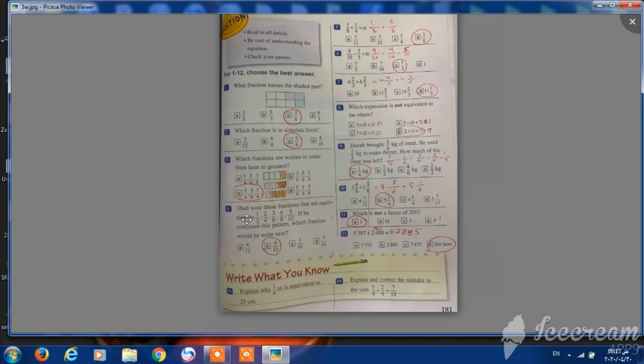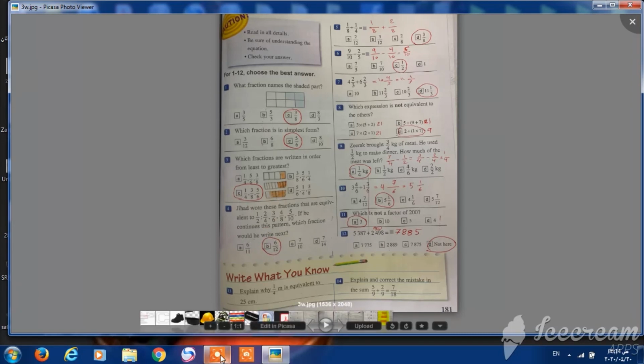Number 4, we have to write the fraction that is equivalent to 1 over 2. 2/4, 3/8, 4/8, 5/10. So look at that. From number 1, he multiplied it by 2. Then he multiplied by 3, by 4, and by 5. So we multiply it by 6. We get 6 from 1 times 6, and 6 times 2 we get 12. We get 6 over 12. Which one is correct? B. Draw a circle around B.